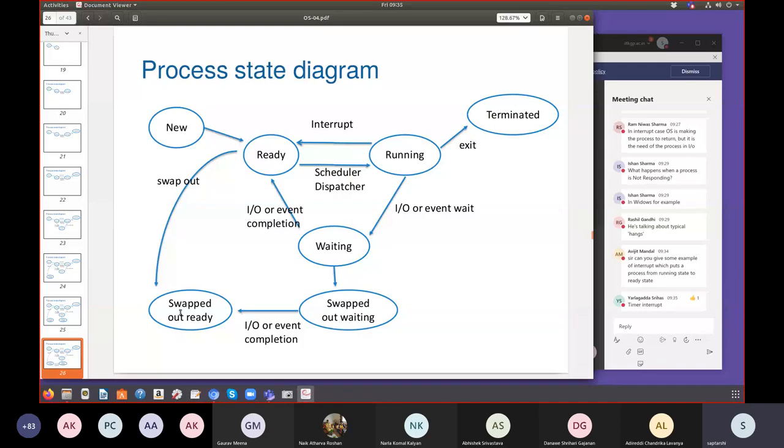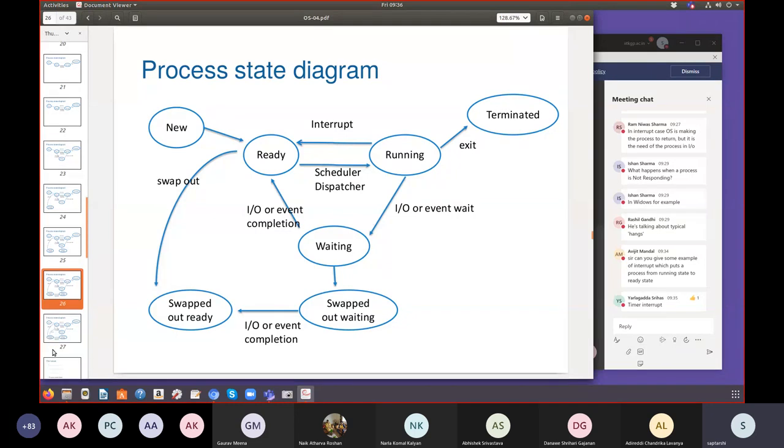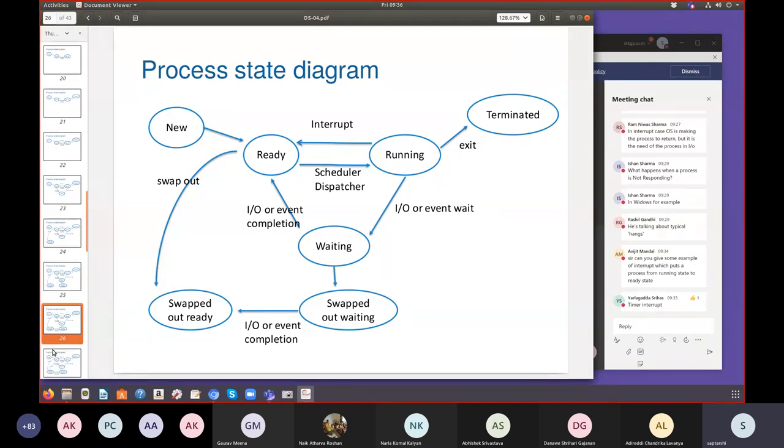So again, a process can be swapped out both from the ready state and the waiting state. And there can be a change in the state of the process even while it is swapped out. So from swapped out waiting, it can go to swapped out ready. And finally, there is one other arrow which is missing here, one other transition which is missing in this process state diagram. Can you point out what it is?